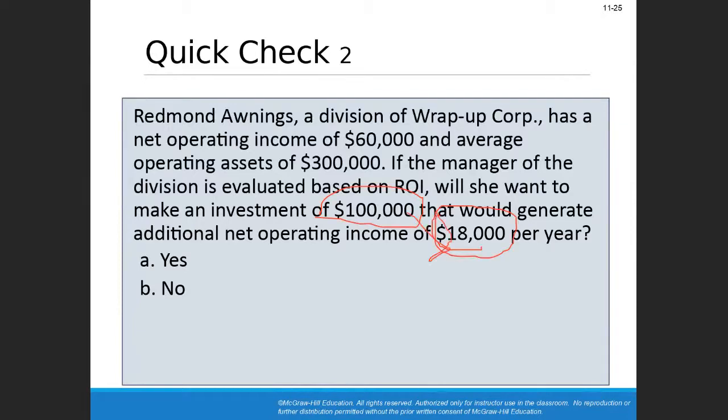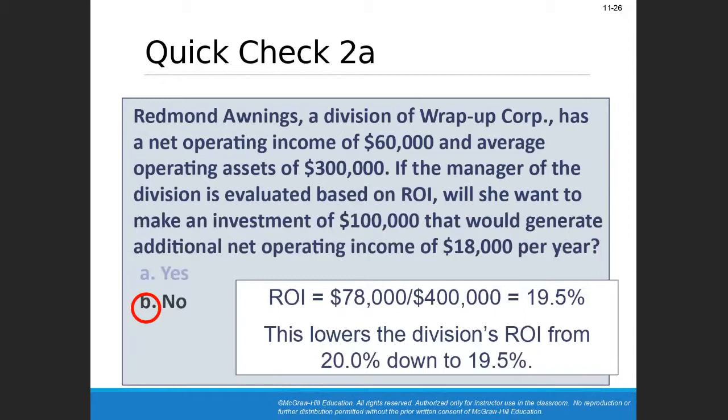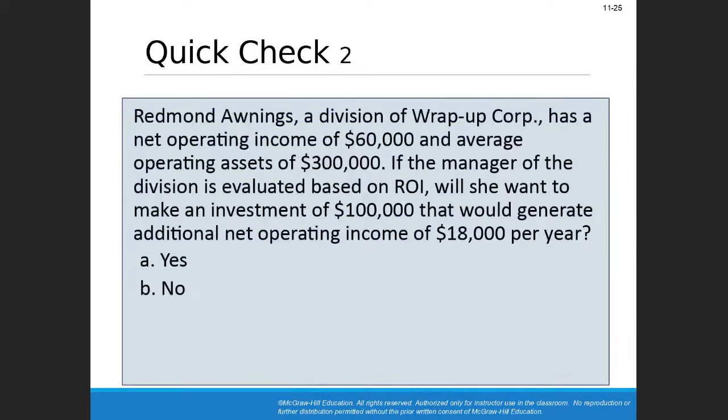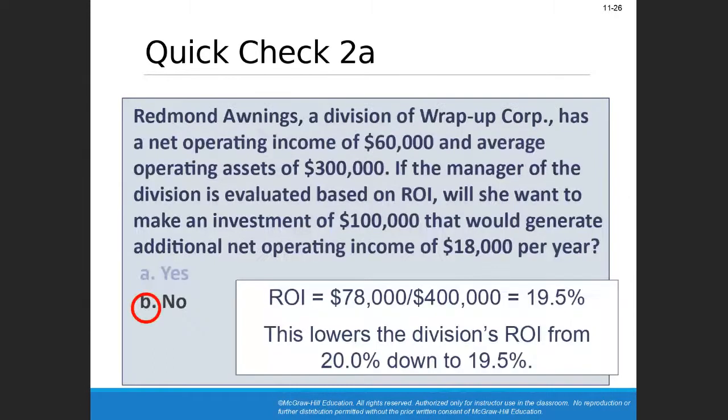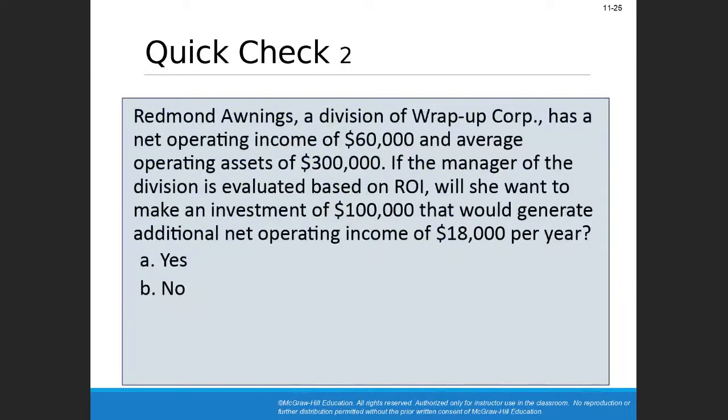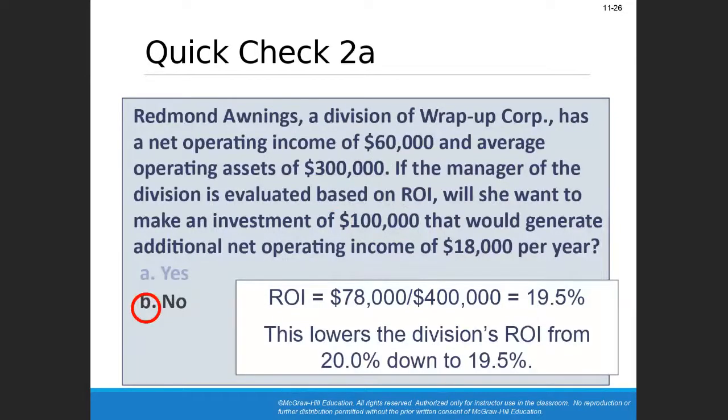Well, I can see that this right here is 18%. So the answer is, oh, I'm sorry, it's 19.5. Well, that's this. There's an 18% return on this part. That's what I can see. But actually, the average. So when you take your 60,000 plus 18, that gives you 78,000. 300,000 plus 100,000 gives you 400,000. So 78,000 divided by 400,000 is 19.5, or in between the 20% and the 18%, 19.5. So if you do this, right, spend 100,000 to make 18,000 more, it lowered your ROI, right?